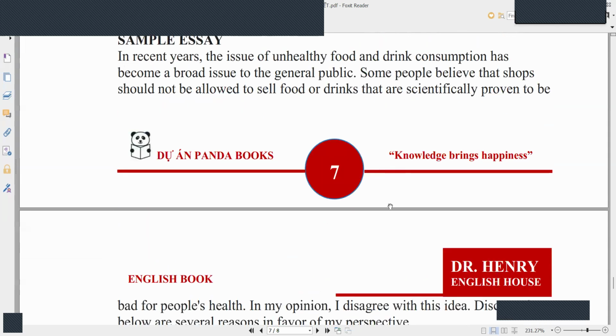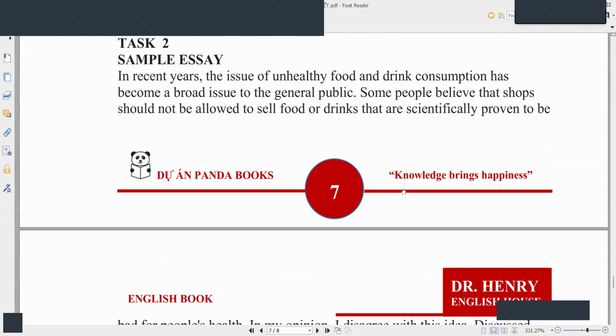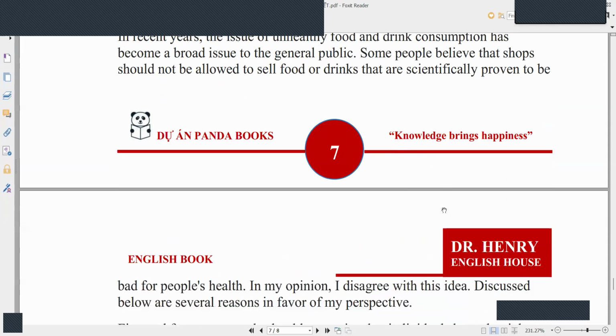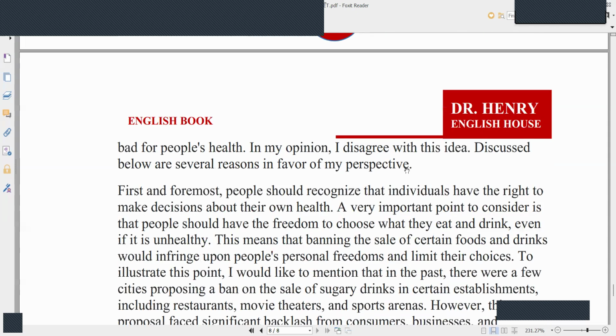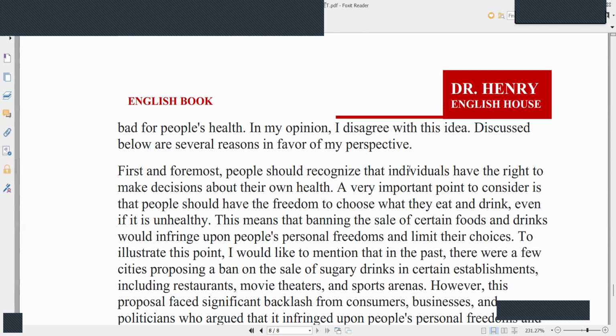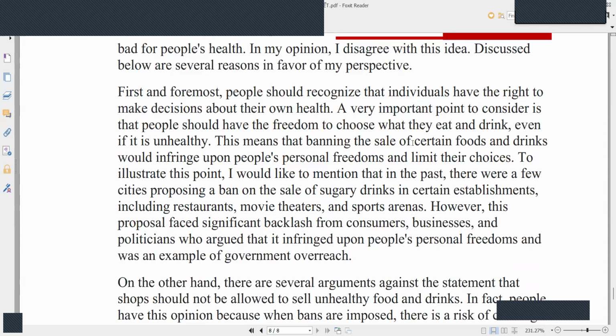In recent years, the issue of unhealthy food and drink consumption has become a broad issue to the general public. Some people believe that shops should not be allowed to sell food or drinks that are scientifically proven to be bad for people's health. In my opinion, I disagree with this idea. Discussed below are several reasons in favor of my perspective.